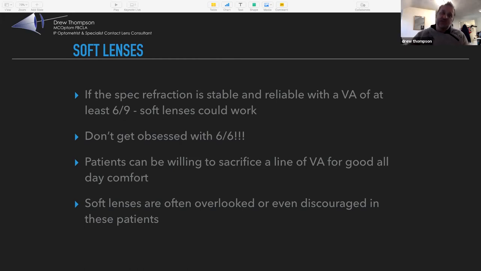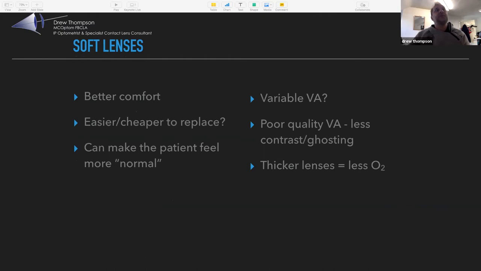And even with a patient that you would sit down and think, this patient needs an RGP, I'll never fit a soft contact lens on this patient, you can often be surprised, and it's worth trying something, because you will never know what that patient can see out of a soft lens until you try it. The benefits of soft lenses are that they're usually better comfort, and they're easier and cheaper to replace if somebody loses or breaks one. And it can make the patient feel a bit more normal. They're not using these unusual lenses that none of their friends know anything about.